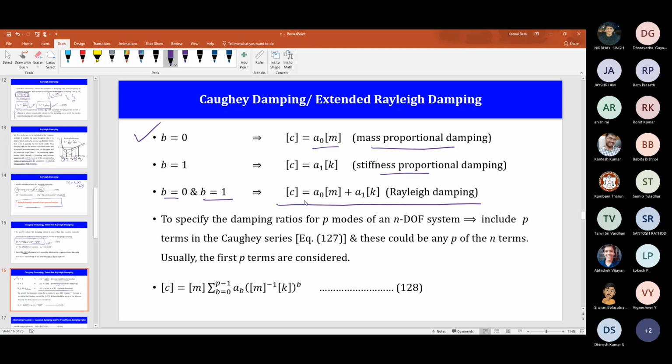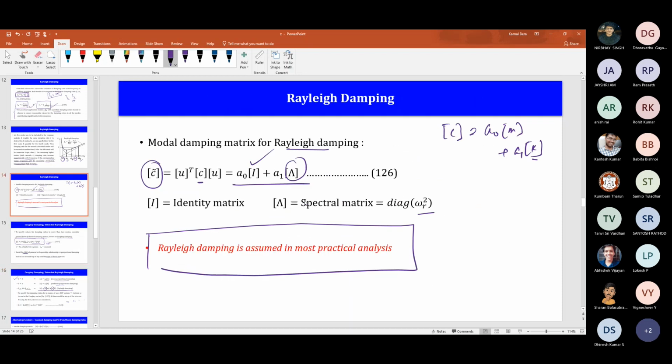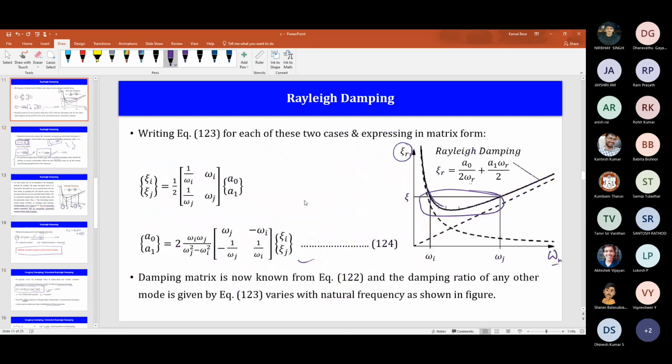But there are issues with the Caughey damping. Finally our aim is to find this coefficient, right? So let's say for a Caughey series, you will get a0, a1, a3, a4 like that. The solution of those coefficients is ill conditioned. The matrix that you have to invert, go back, basically this matrix you have to invert to get a0, a1. This is for Rayleigh damping.